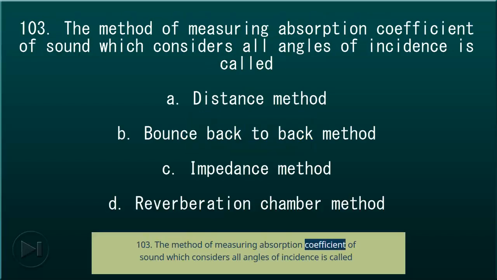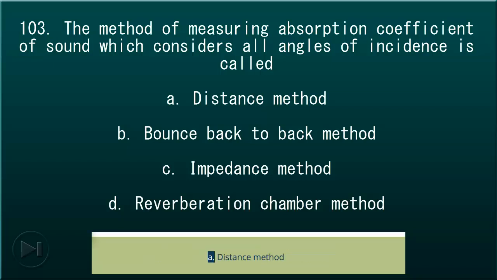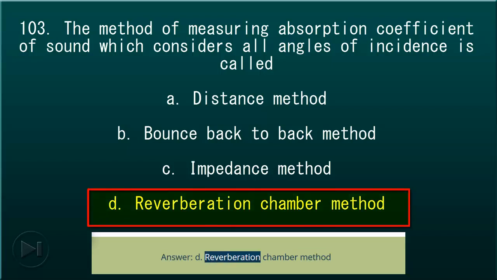103. The method of measuring absorption coefficient of sound which considers all angles of incidence is called. A. Distance method. B. Bounce back-to-back method. C. Impedance method. D. Reverberation chamber method. Answer, D. Reverberation chamber method.